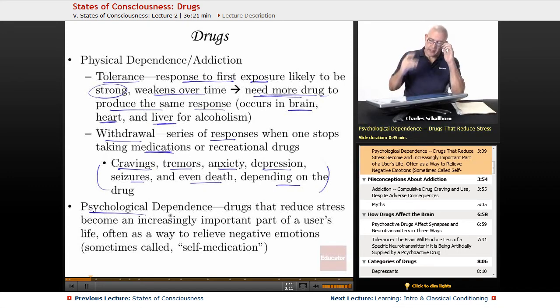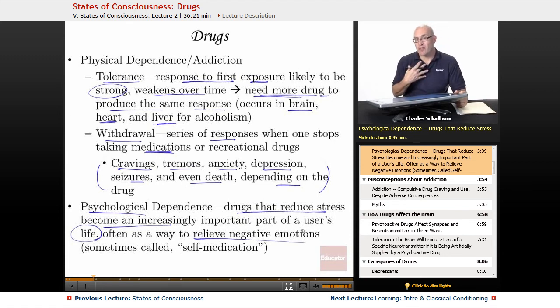Psychological dependence. So what's going on in our mind? These are when drugs that reduce stress become an increasingly important part of a user's life, often as a way to relieve negative emotions. Now, sometimes psychologists will call this self-medication. Some people will self-medicate. They will alter their emotions or mood by exercising. That's one of the things that I do, is I exercise. That makes me feel better. Some people haven't discovered that, and they will use chemicals to mood alter. And so when they self-medicate, or, as I said, mood alter, they may create a psychological dependence on the particular substance that they are taking.